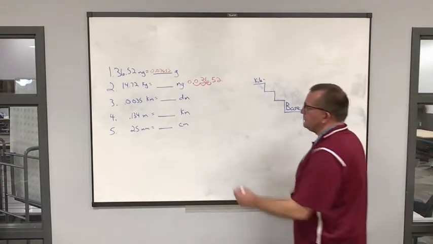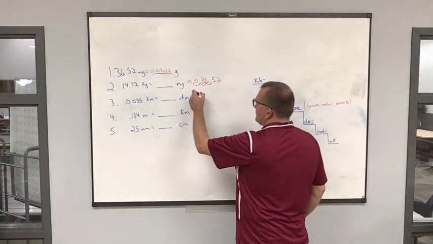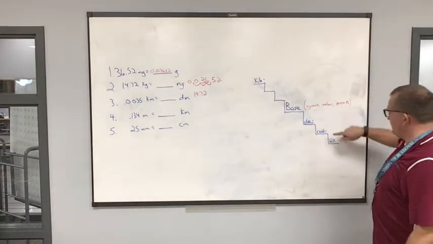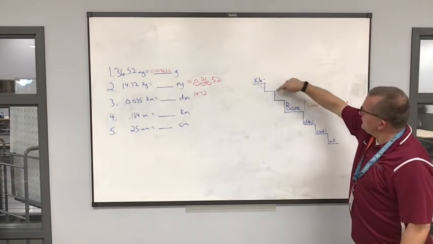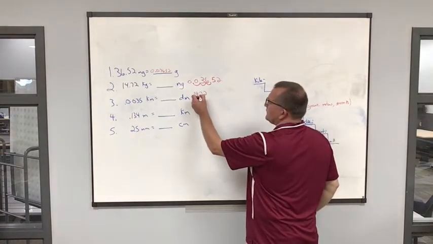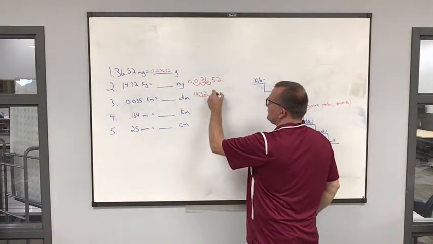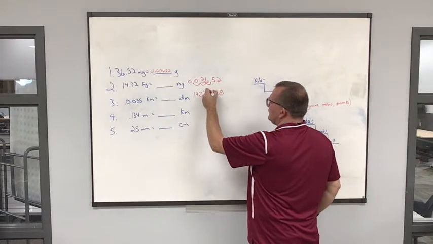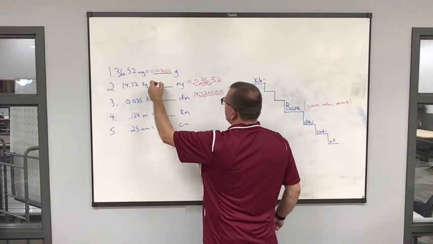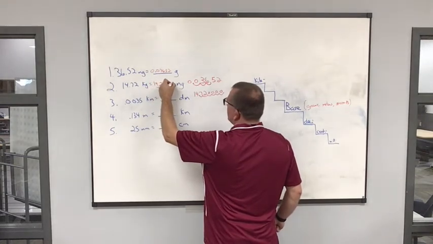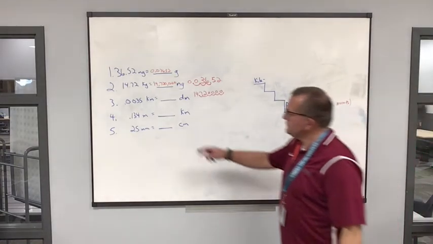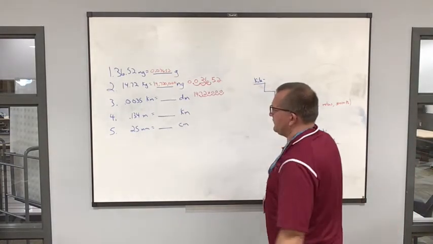Now we've got kilograms to milligrams. So I've got 14.72 kilograms, and I want to go to milligrams. So I go to kilo, and I work my way down to milli. So I go 1, 2, 3, 4, 5, 6 to the right. So I'll move my decimal 1, 2, 3, 4, 5, 6. Okay, and you can see I put commas in there. So 14,720,000 milligrams.